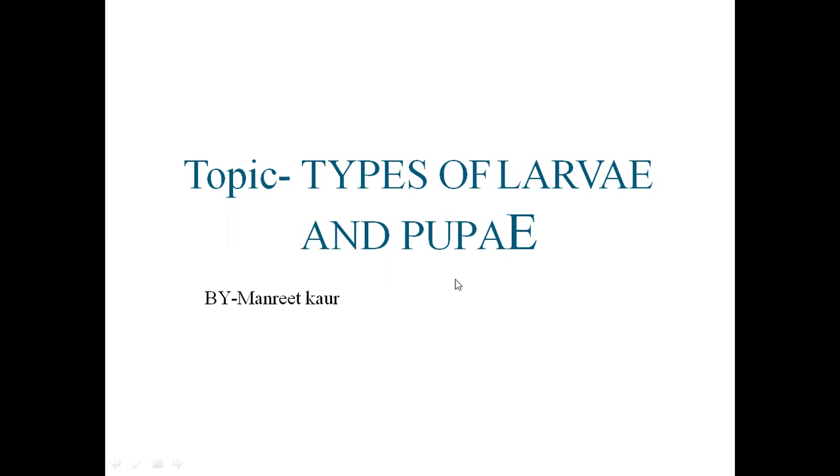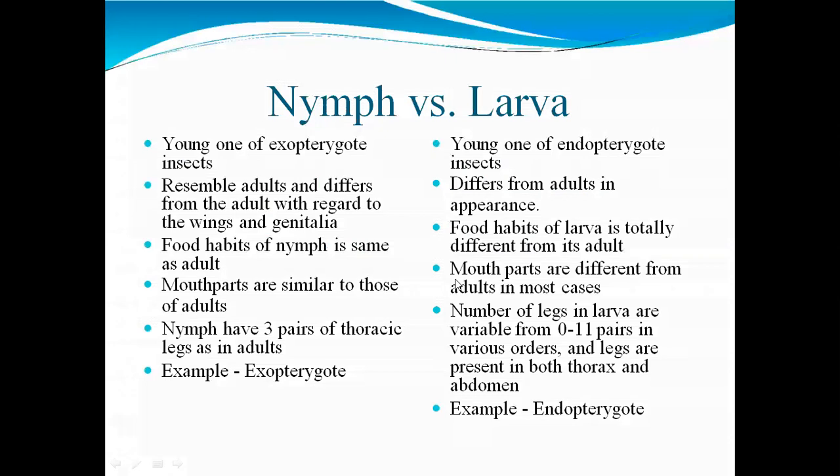First of all, we discussed the difference between the nymph and larva. Nymph and larva are part of the life cycle, part of insect metamorphosis. Nymph is part of the incomplete life cycle and larva is part of the complete life cycle.